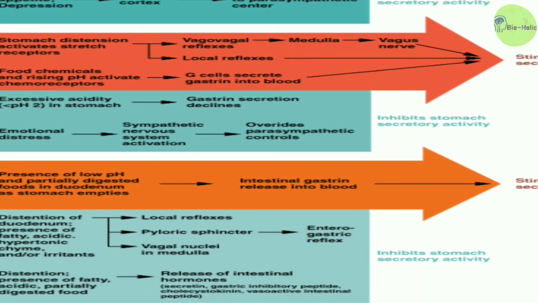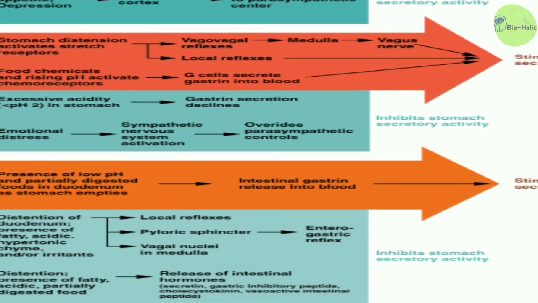And on the other hand, the distension of the duodenum, presence of fatty acid, hypertonic chyme or irritants causes three reflexes to activate: the local reflex, the pyloric sphincter, and the vagal nuclei in the medulla. That causes the enterogastric reflex and inhibits stomach secretory activity.